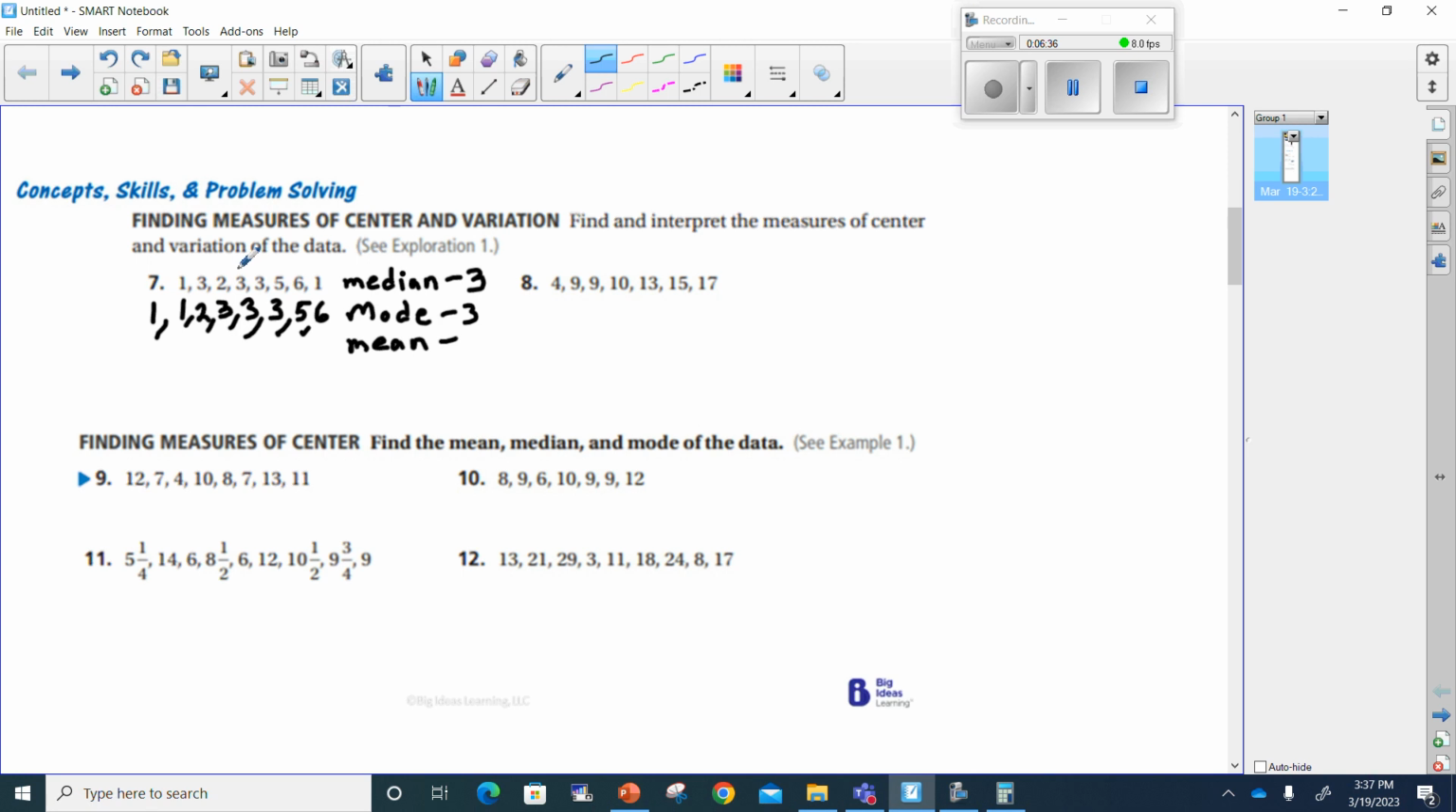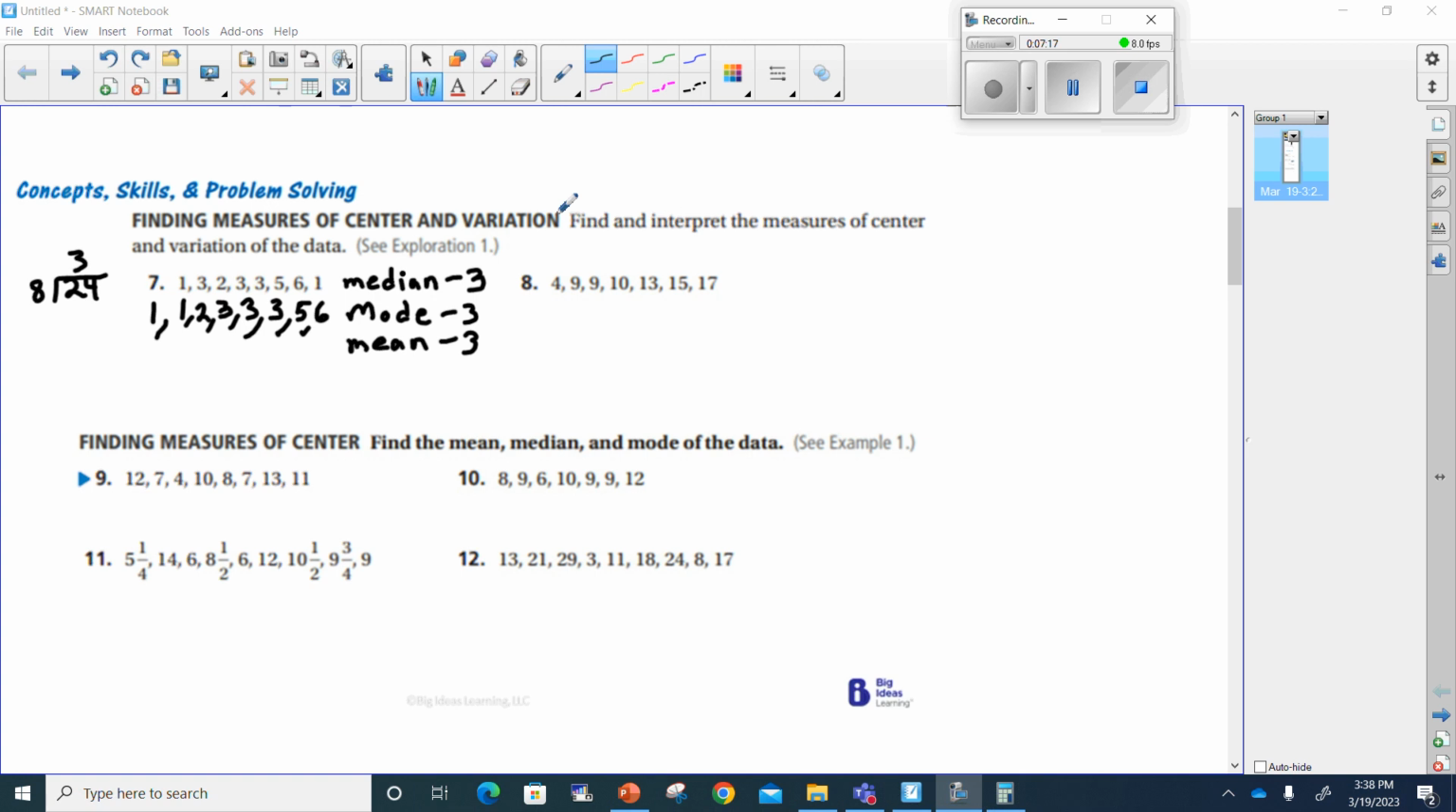We have to add all these numbers up and then divide them by the number of numbers there are, which is 8. So I have 6 and 5 is 11. 11 plus 3 is 14. 14 plus 3 is 17. 17 plus 3 is 20. 20 plus 2 is 22. 23, 24. So this is going to be 24 divided by 8. And once again, as you can see, we got 3. So the measure of center is definitely 3.